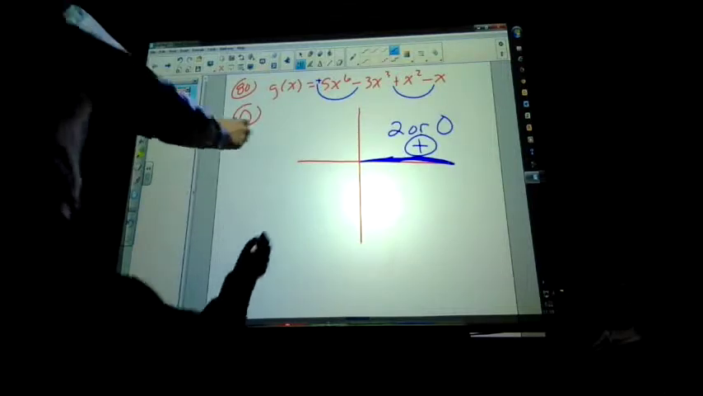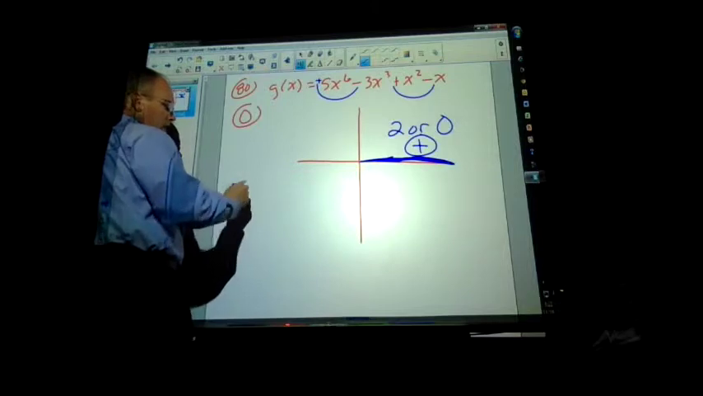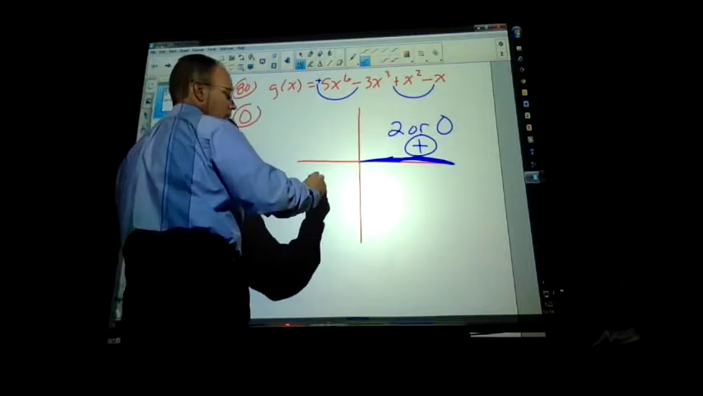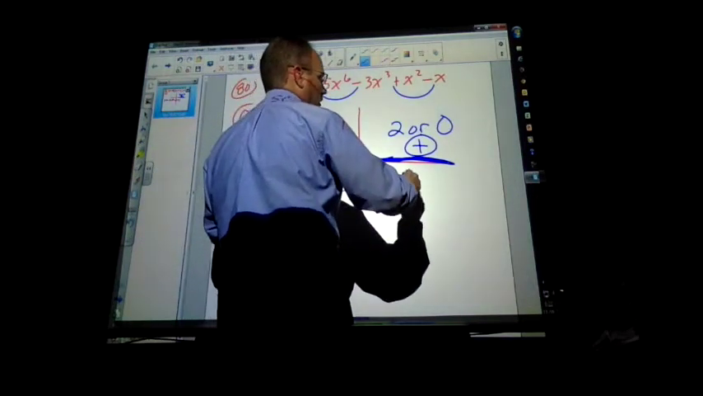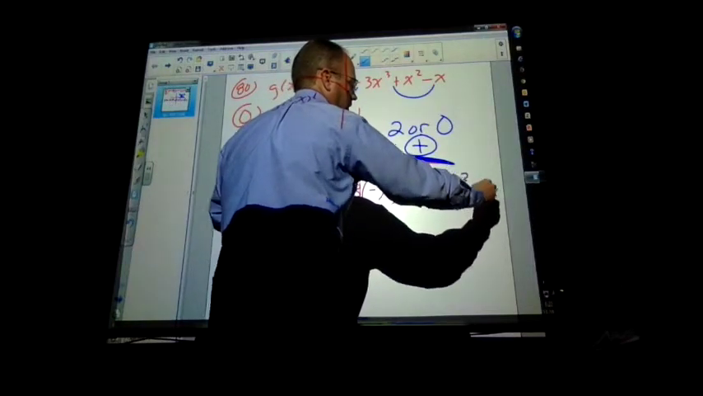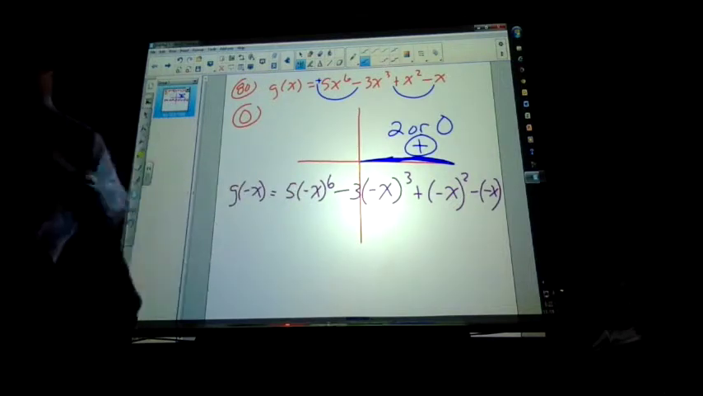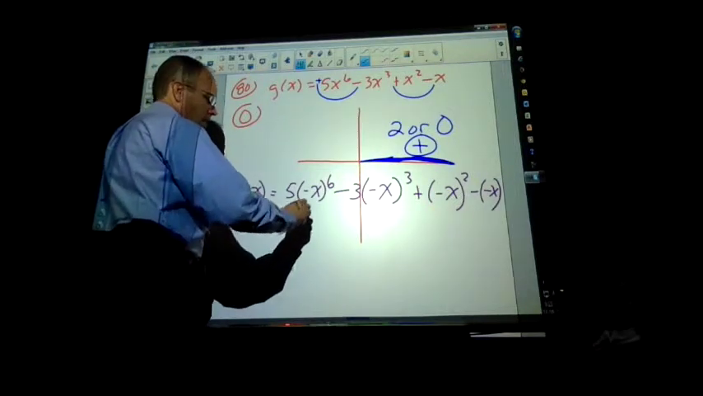And then I'm going to change all of my x's. I'm going to plug negative x in. And so I have 5 times negative x raised to the 6th power minus 3 times negative x raised to the 3rd plus negative x squared minus x. If I take negative x and raise it to the 6th power, does the x stay positive or negative? It becomes positive. So this is 5x to the 6th then.